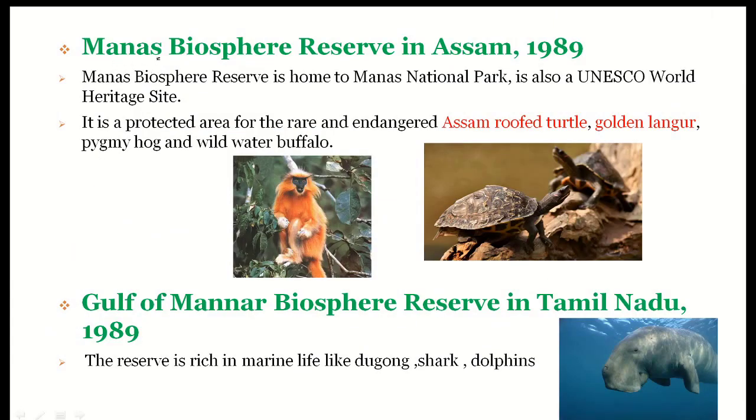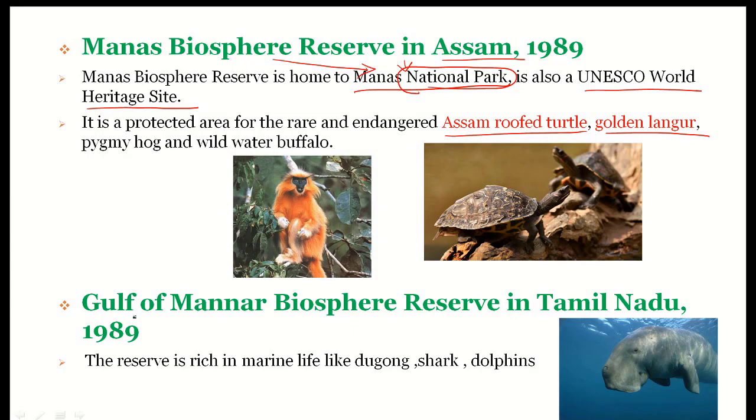Next comes the Manas Biosphere Reserve in Assam. It is a UNESCO World Heritage Site and it is home to Manas National Park. See, this national park is named after this Biosphere Reserve. It is a protected area for the Assam roofed turtle and golden langur.